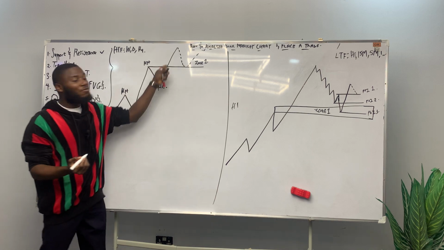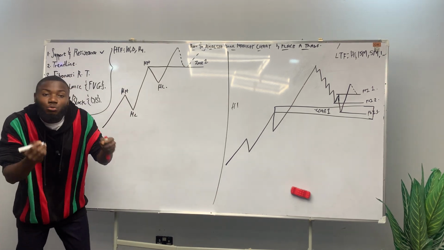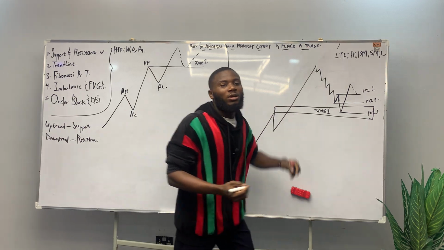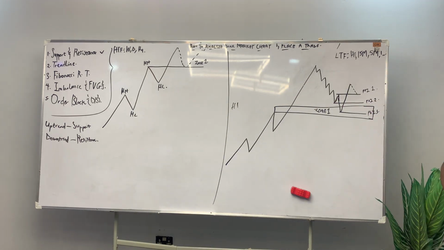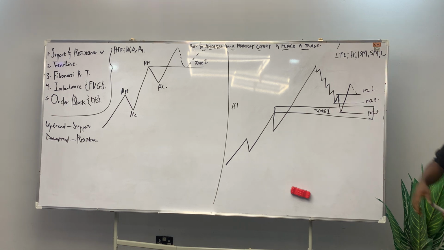Because this is a higher time frame, so many things will happen in H1, in 15 minutes, 5 minutes. Those that are happening are what will change it upward. So now here, this place. So you will either buy at POI1 or POI2 or POI3. Point of interest number 1, point of interest number 2, point of interest number 3.